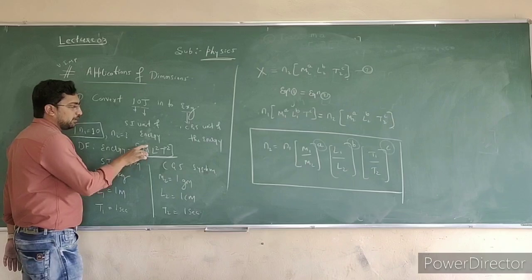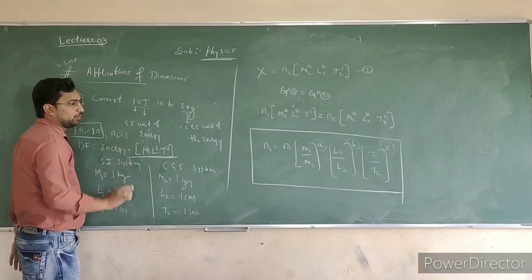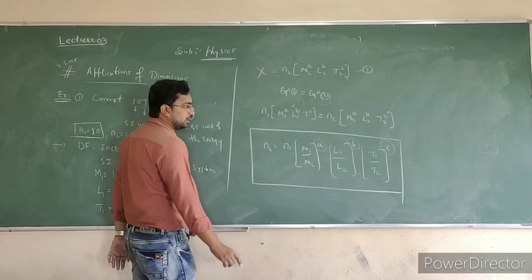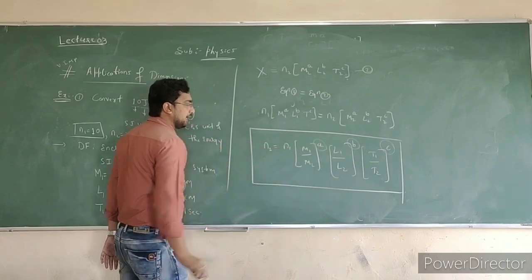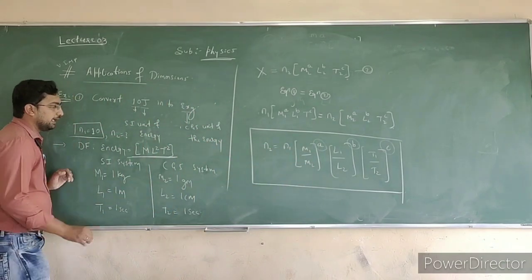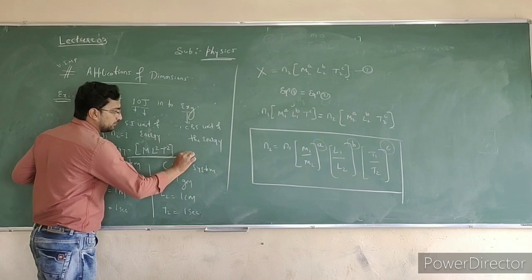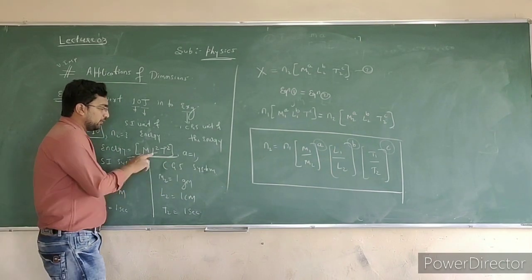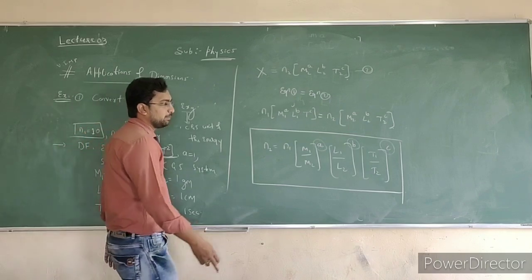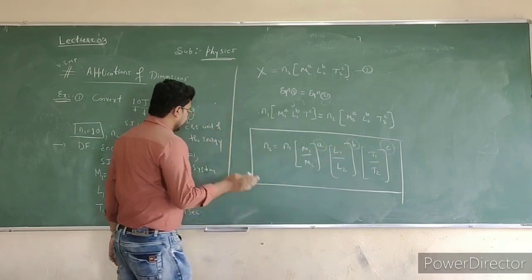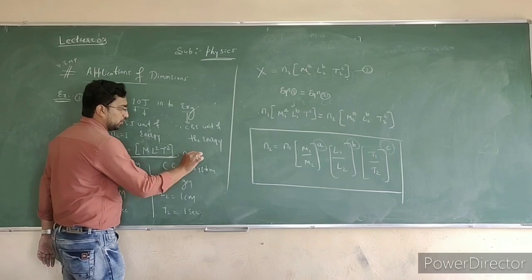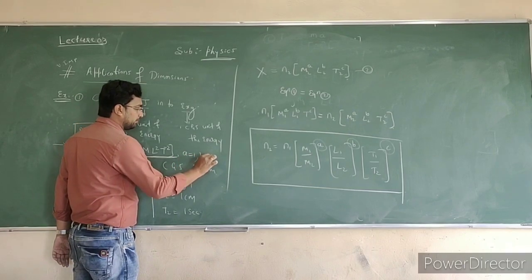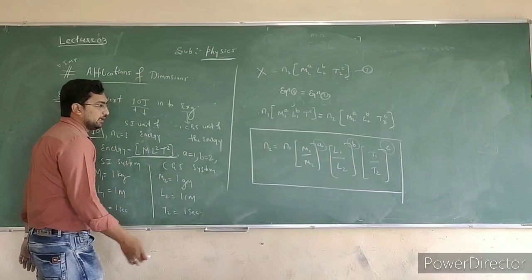So here the power of mass is 1 and the power of mass is A. So from this, the A value is equal to 1. Similarly, the power of length is 2 and here the power of length is B. Then the value of B is 2.